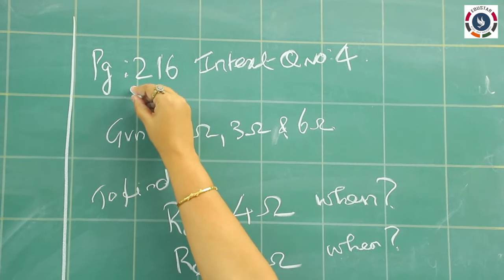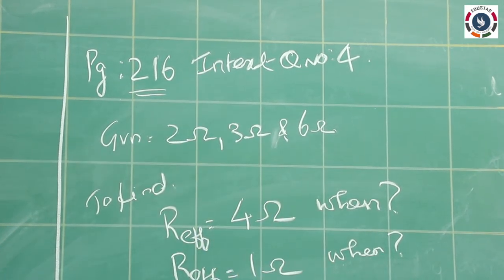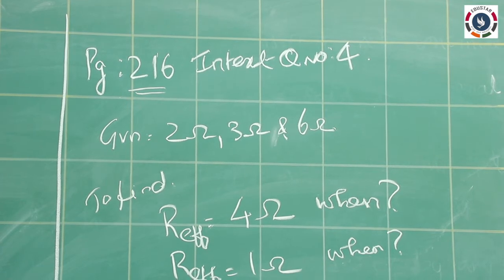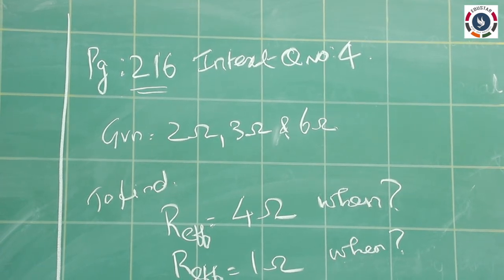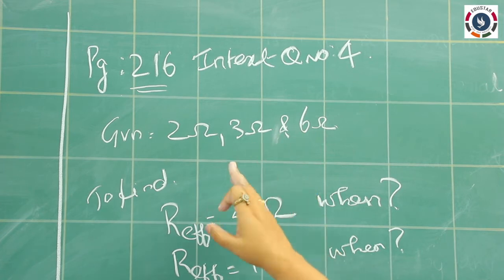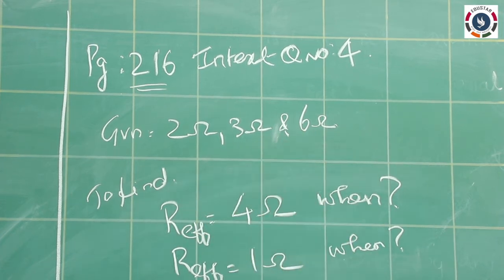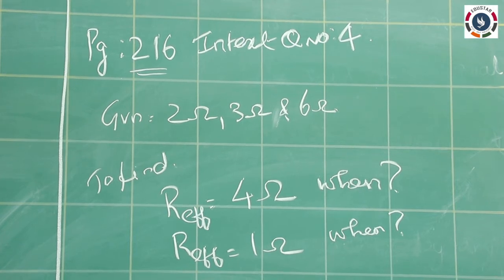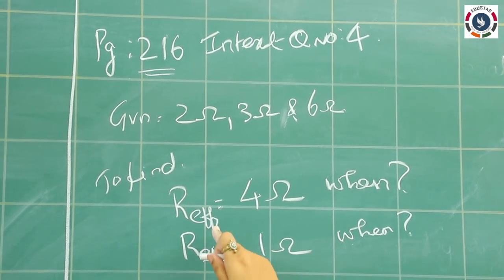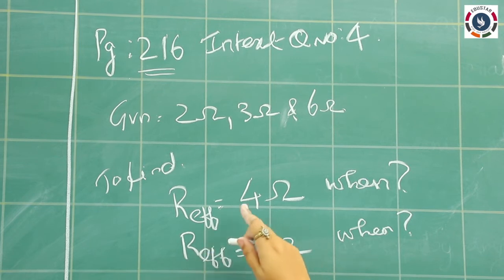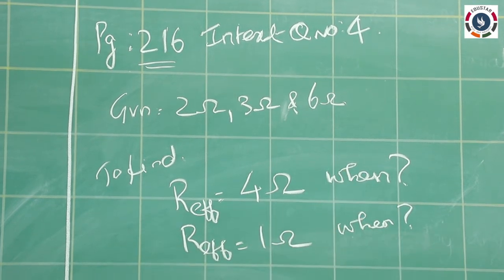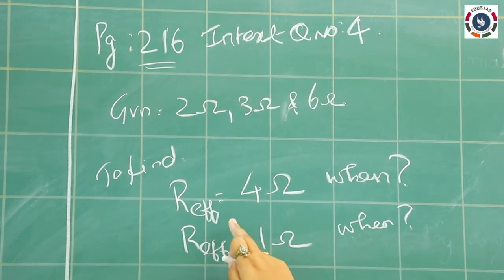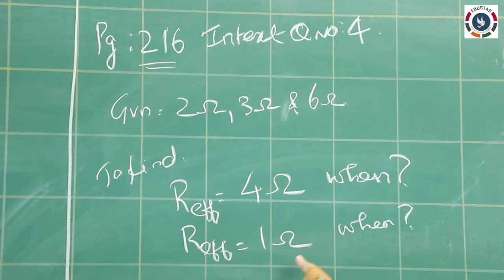Children, now turn your book to page number 216, in-text question 4. It is somewhat a tricky question. They have given the values of the resistances: 2 ohm, 3 ohm and 6 ohm. They have given the values of the 3 resistors and they ask you to find how the effective resistance of the circuit will be 4 ohm, and also when the effective resistance will be 1 ohm.